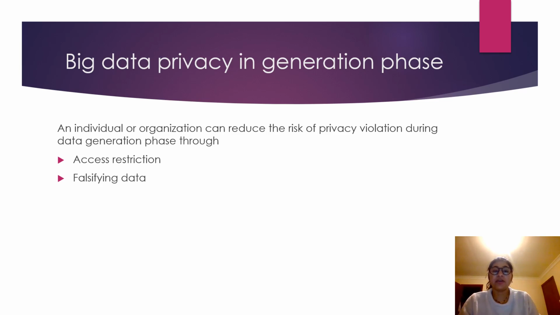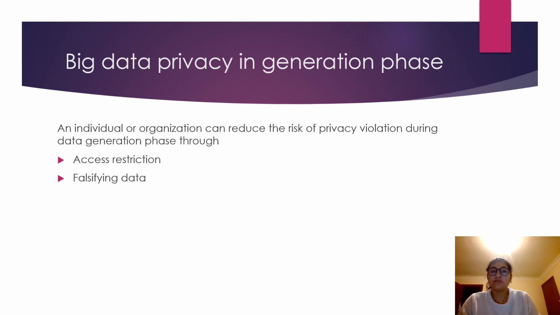Next one is big data privacy in the generation phase. An individual or organization can reduce the risk of privacy violation during the data generation phase through access restriction, and the second one is falsifying data.